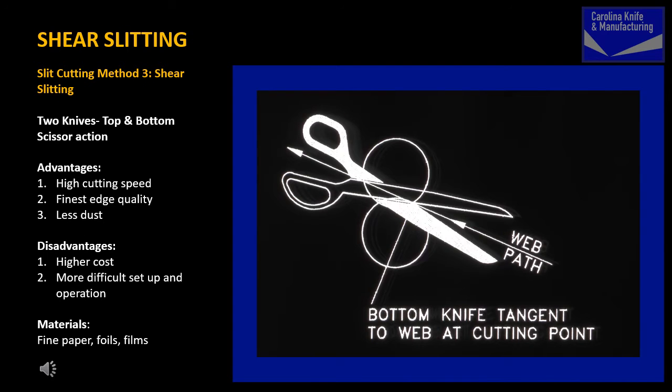The third type of web separation is shear slitting, which is what we will discuss the rest of this presentation. In shear slitting, you have a top and bottom slitter. These two blades rotate together to shear slit your web. The shear slit dynamic is the same as you see in a pair of scissors. The setup for a rotary shear slit is more difficult and requires much more exactitude than a burst or score slit.